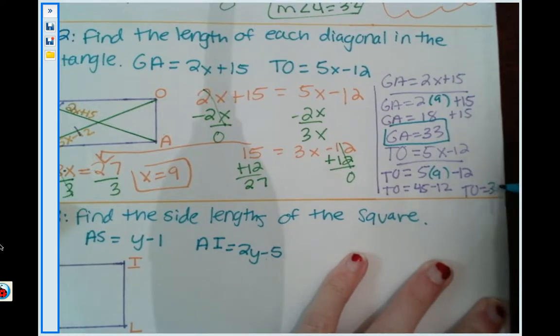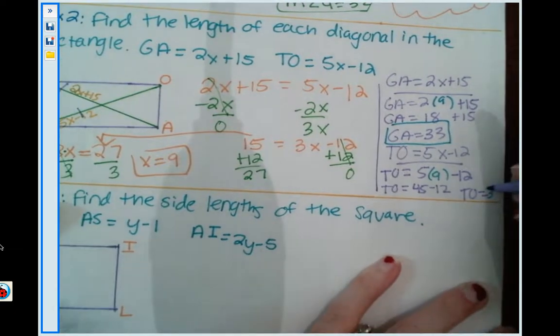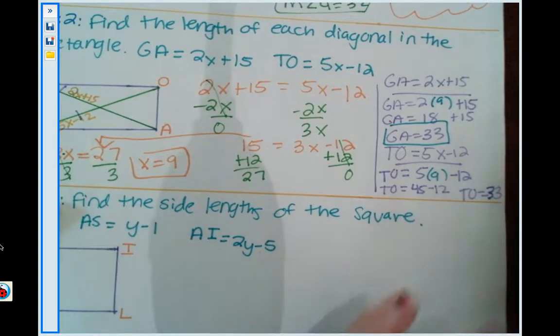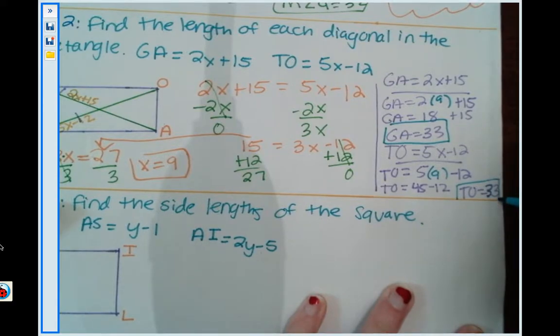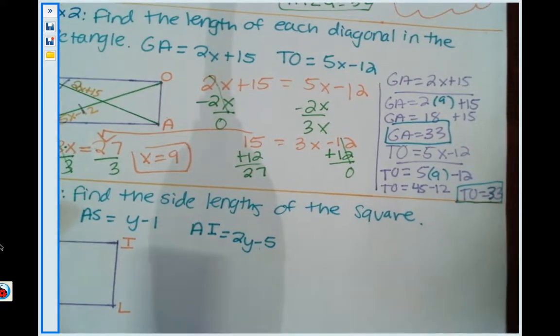Yay! Oh, I'm messing up my colors. I like to be color coordinated. Oh no, you guys. So 33, and then I'm going to box it in blue because I like to make my work colorful and pretty. Math is a very pretty subject, so you need to jazz it up and make it look pretty.